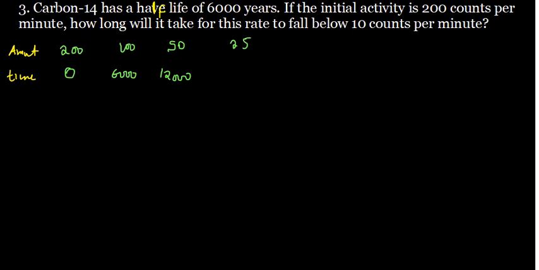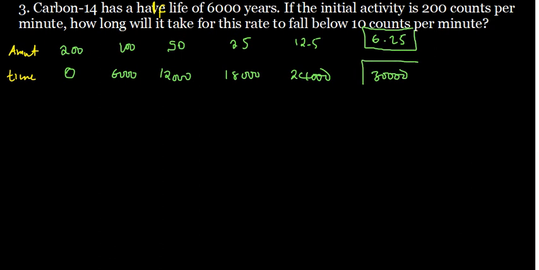12,000, add again 6,000, that is going to be 18,000. 25 divided by 2, that is 12.5. Add again 6,000, 24,000. And then again divide by 2, that is going to be 6.25. Add 6,000, that is going to be what? 30,000. So you want how long it will take for the rate to fall below 10 counts per minute. This is below 10, as you are able to see. So it's going to take 30,000 years. Yes, that is the answer for this one.